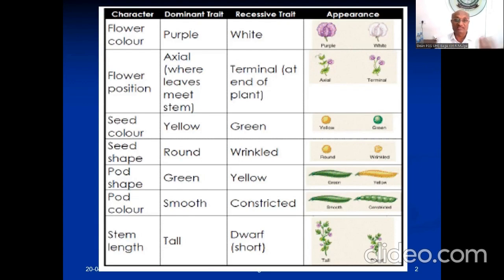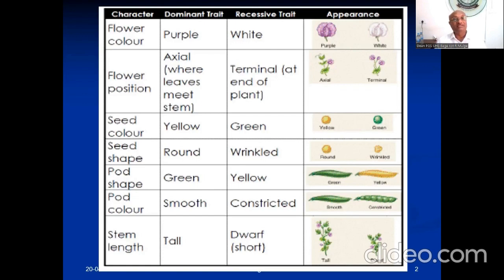The flower position. Similarly, another character he chose for his experiment: axial, where the leaves meet the stem, and terminal, at the end of the stem. So the axial or the terminal, right? Flowers appear in the axis, and flowers appear in the terminal. Now in tomato you say determinate and indeterminate. So that is again how the genetics works; you have to study and conclude. But here in peas he got this character and could judge easily.